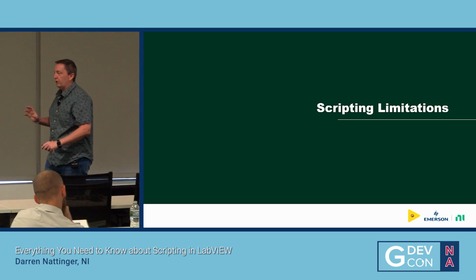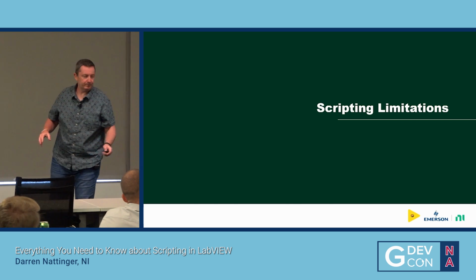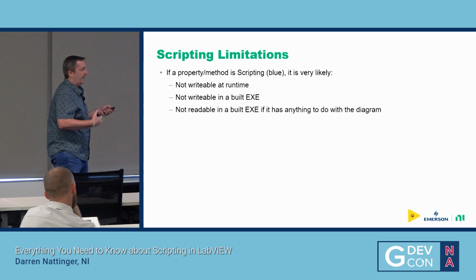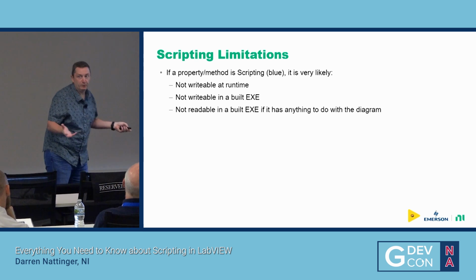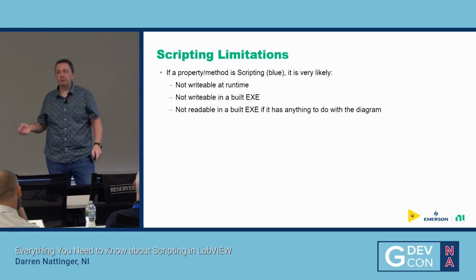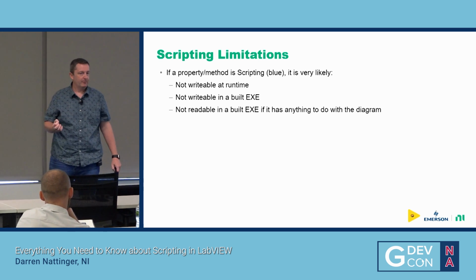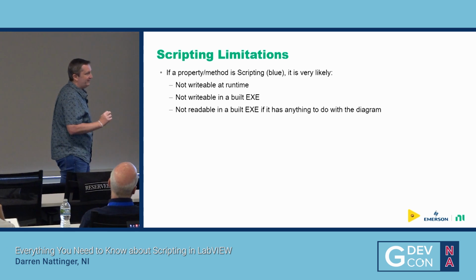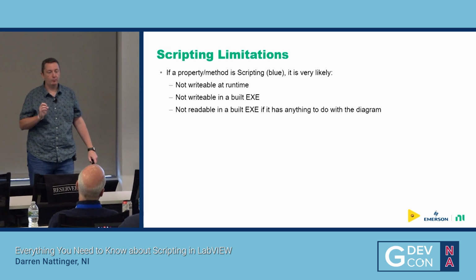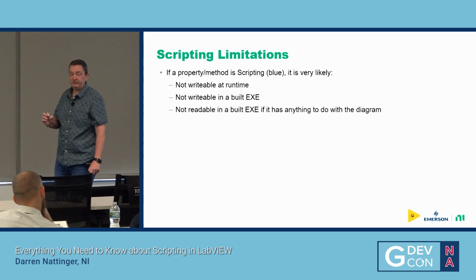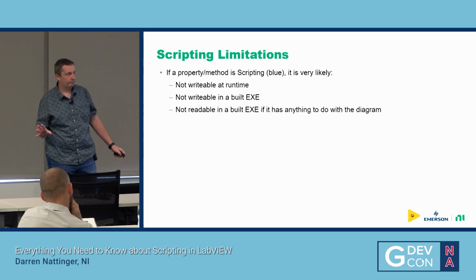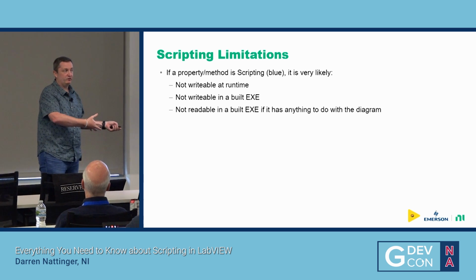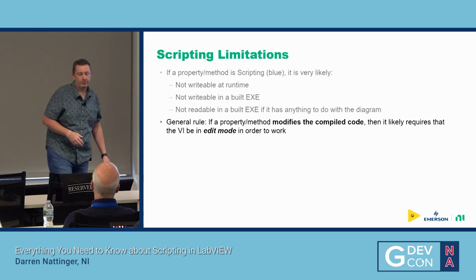So what are some limitations of scripting? If you see a property or method and it is scripting, in other words, if it's blue, it is probably not writable at runtime. Not always, but sometimes. It is probably not writable in a built exe, and it is almost certainly not readable in a built exe if it has anything to do with the block diagram, because your exe code is not going to have block diagrams, and the runtime engine doesn't have support for most scripting stuff.